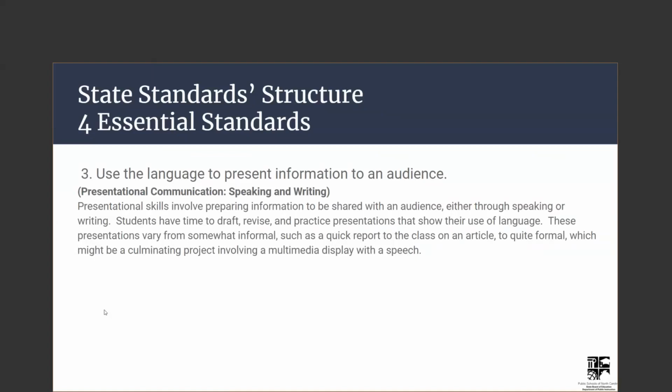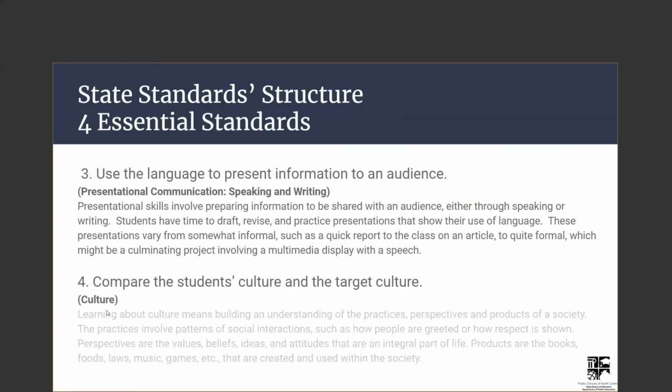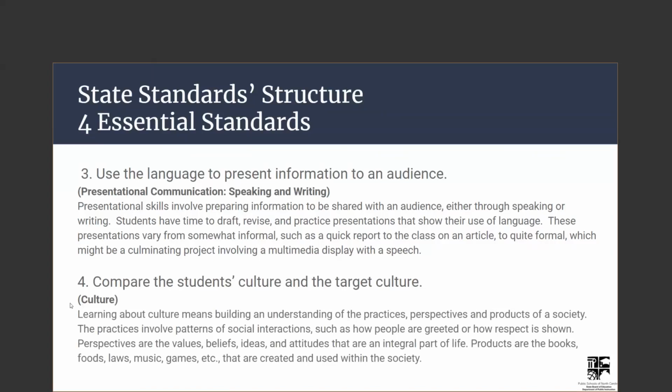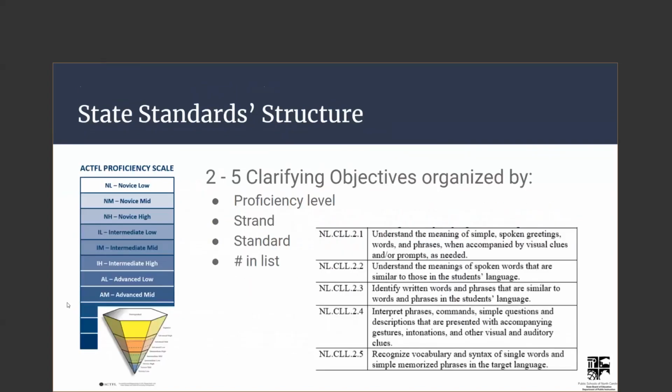And finally, our 4th essential standard out of the 4 is compare the student's culture and the target culture. And this obviously is the culture standard from the ACTFL standpoint. And here's our brief description in North Carolina that we use. So there you are with our 4 essential standards. Now, of course, our state standard structure also involves some other things.